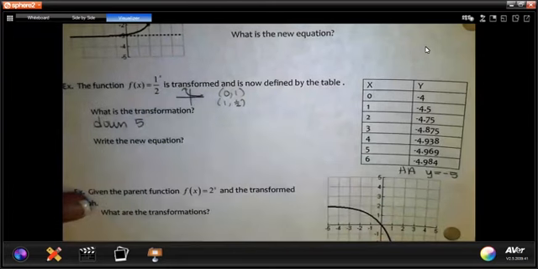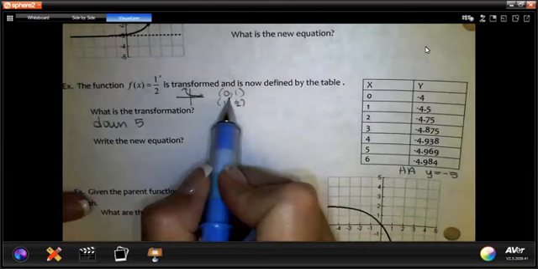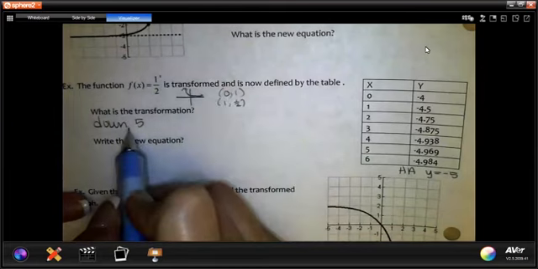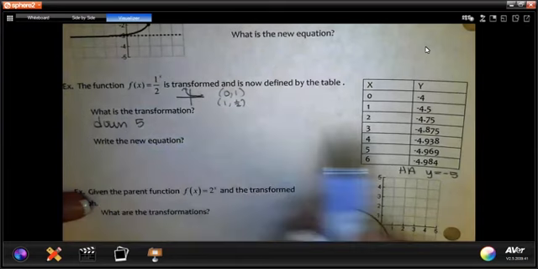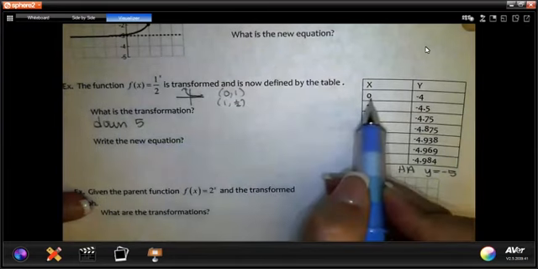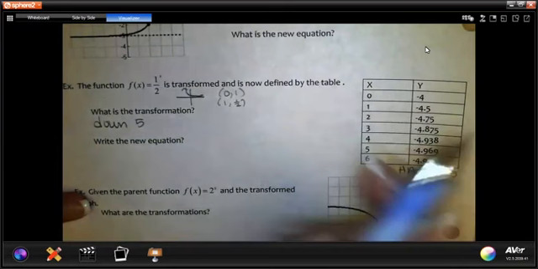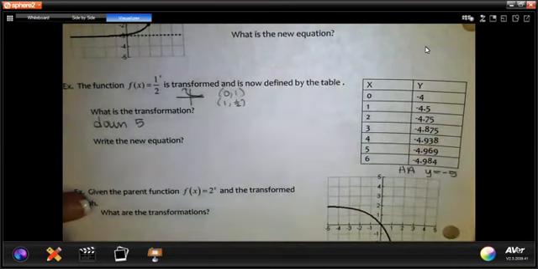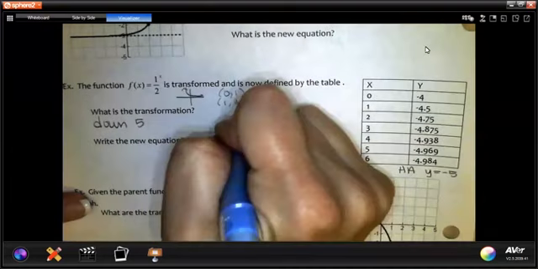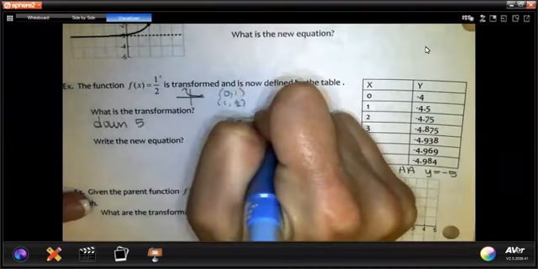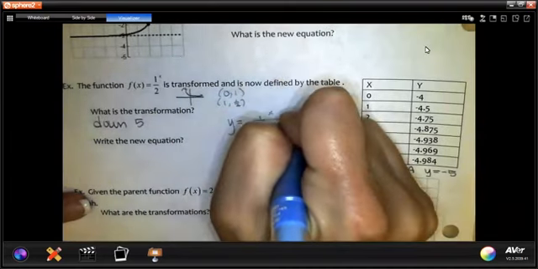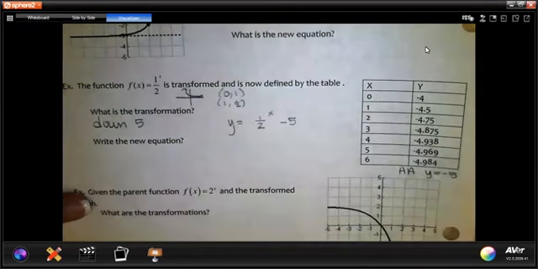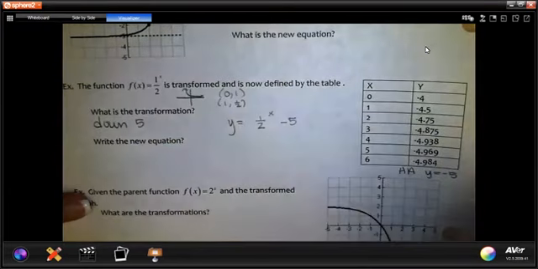And so now I like to think about this point right here, (0, 1). If I moved it down 5, it would be at (0, -4). Well, that's where this point is, so I don't think it's moved to the left or right. The last thing I need to check for is an a value. So we would take what we know, which is 1/2 to the x power minus 5. That's what I know so far, and I would put in a in the place of an a.